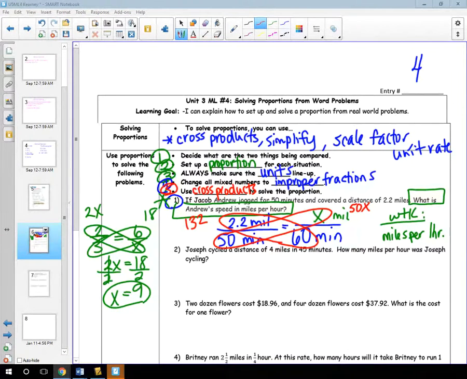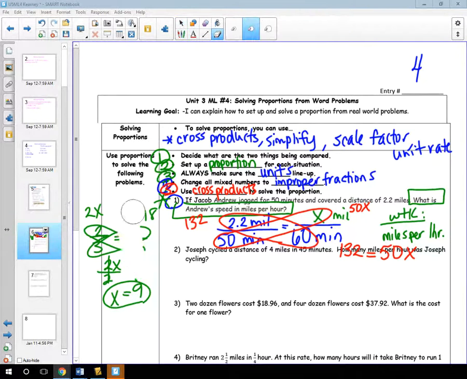So in order for these 2 things to be proportionate, those 2 cross products have to be equal. So I have to come over to the side and set them equal. I'm going to work down below because I'm running out of space. I'm going to say 132 equals 50 times x. So we've got to figure out what value of x I can multiply by 50 to give me 132. If I don't know what to multiply, how could I work backwards? That's right, I could divide. So I can go over to the side and divide.